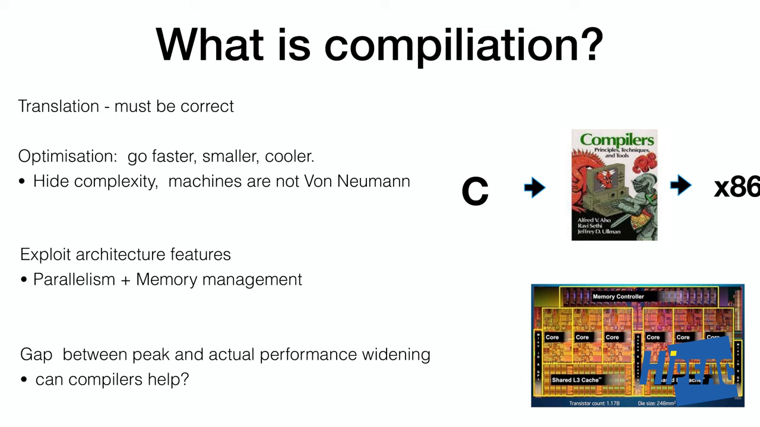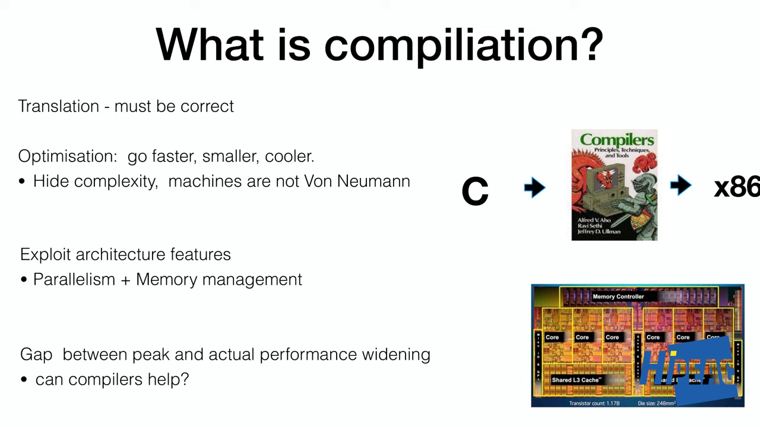But the things we spend most of our time worrying about are basically parallelism and memory management. Parallelism, try to use the available parallelism inside the hardware. That could either be multi-cores, multi-threads, pipeline parallelism, etc., or memory parallelism. And we also worry about memory management.